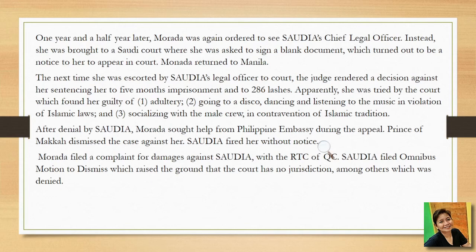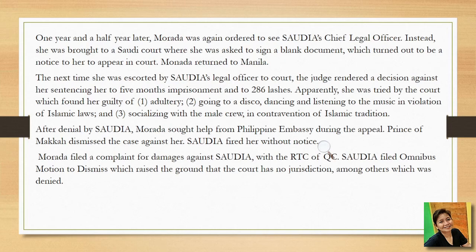Apparently, she was tried by the court, which found her guilty of number 1, adultery; number 2, going to a disco, dancing and listening to the music in violation of Islamic laws; and number 3, socializing with the male crew, which is also in contravention of Islamic tradition. After denial by Saudia, Morada sought help from the Philippine embassy during the appeal. The Prince of Makkah dismissed the case against her, and Saudia fired her without notice. Morada filed a complaint for damages against Saudia with the RTC of Quezon City.